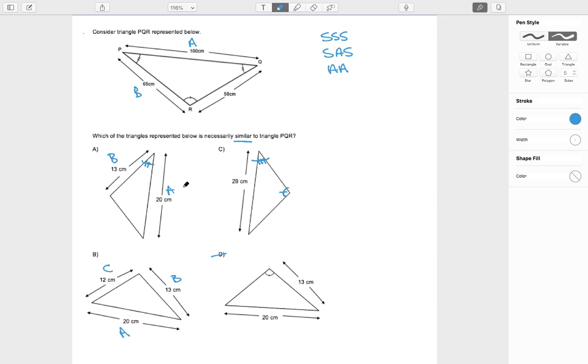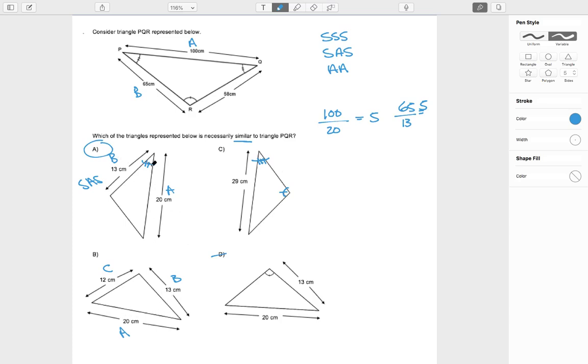If I were to do 100 divided by 20, we would get 5. Now, what would be the same thing if I do 65 divided by 13? Well, that's also 5. Okay, so look no further. We have a side angle side over here. So this is great. And it's necessarily similar. Like we know this for sure. I would like to say that this one's also similar, but if I can only choose one, I'm going to go with that one. But let's check this one.